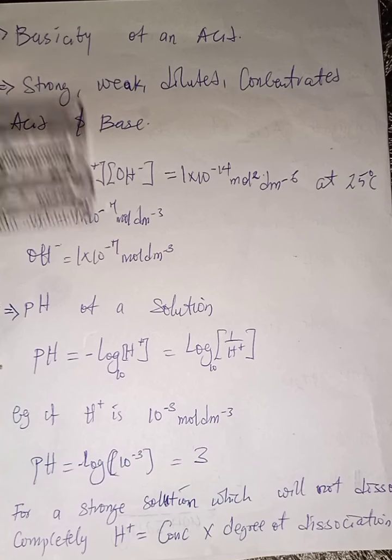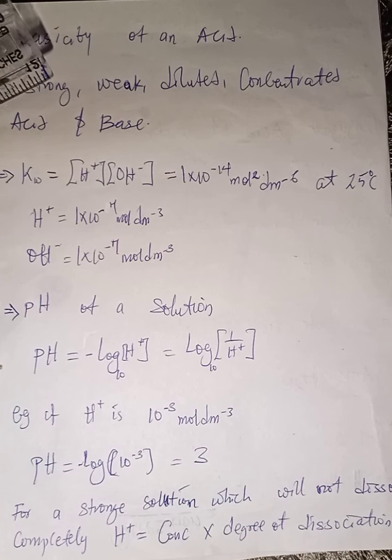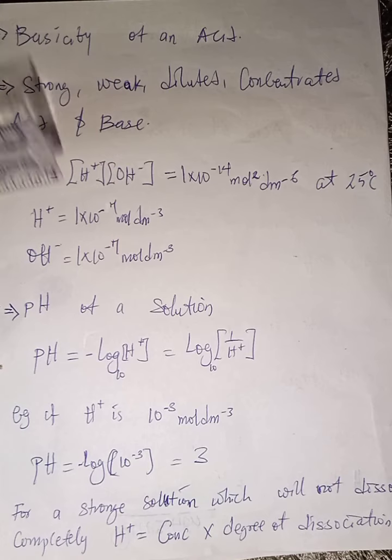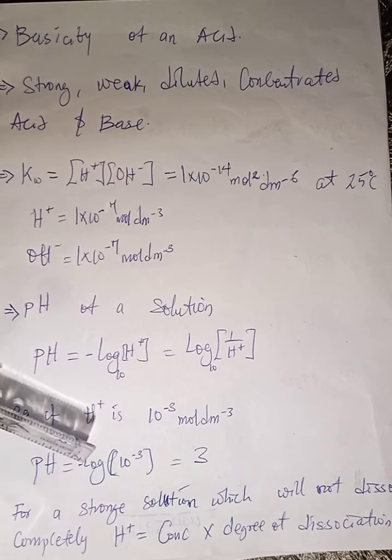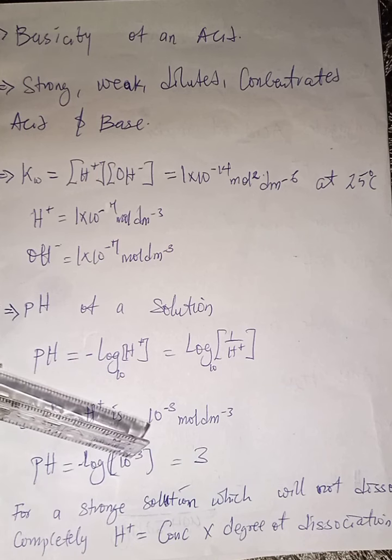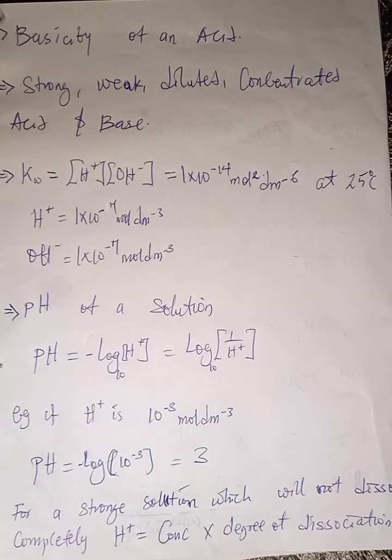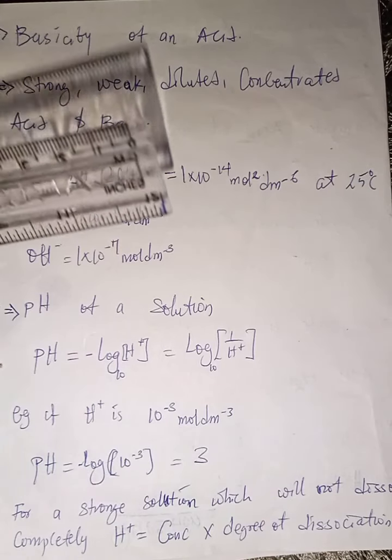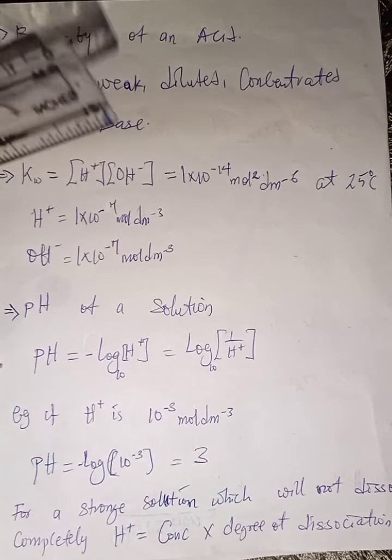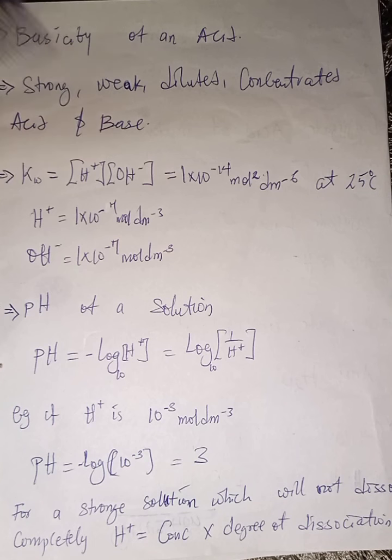Now the pH of a solution. The pH of a solution is the negative logarithm of hydrogen ion concentration. Let's say, for example, the hydrogen ion is 10 raised to power minus 3 mole per dm cube, the pH will be minus log of 10 raised to power minus 3, which will give us 3. Now, one of the ingredients you need to calculate the pH of a solution is the hydrogen ion concentration. If you want to get pH, what you need to get is the hydrogen ion concentration.